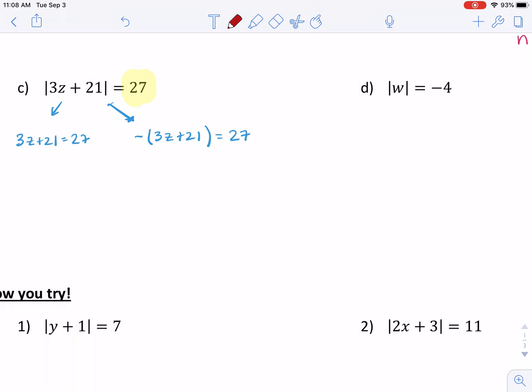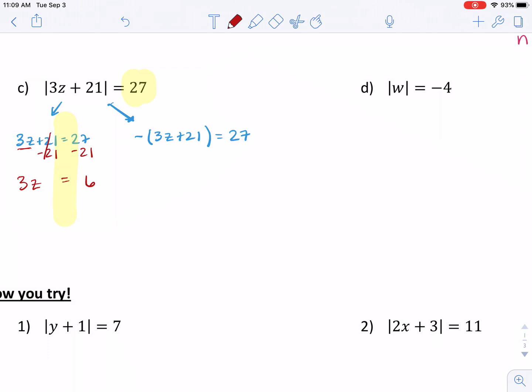In this case, let's put in our little line. The z is attached to a 3, so we don't want to involve ourselves with that. We want to get rid of everything besides this z. So I'm going to get rid of the 21 by subtracting it from both sides. And I'm going to be left with 3z is equal, I do a subtraction problem, and I get 6.